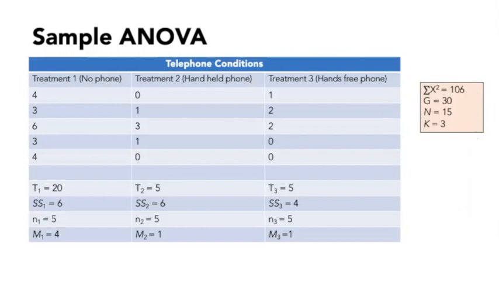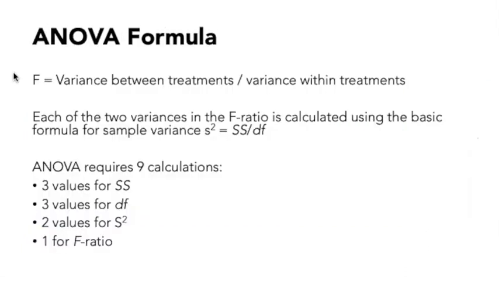Now, once you have this particular table, the next step is to come up with the ANOVA formula. Now, this is your basic ANOVA formula. It is represented by F. We go for the F ratio. F is equal to variance between the treatments divided by variance within the treatments. This is how we calculate the ANOVA statistic, the ANOVA ratio.